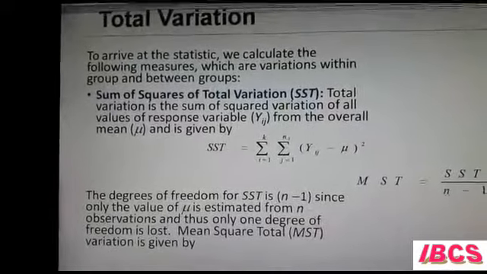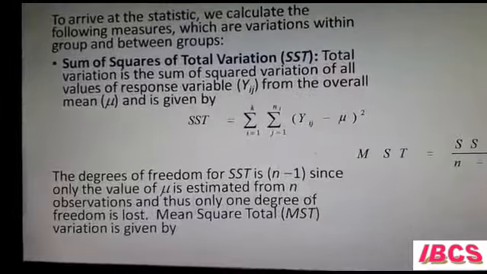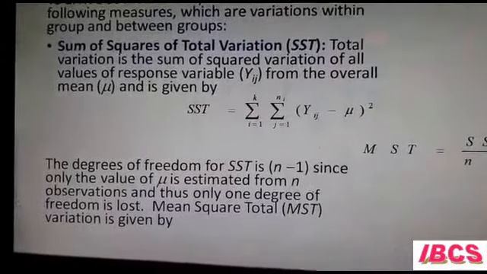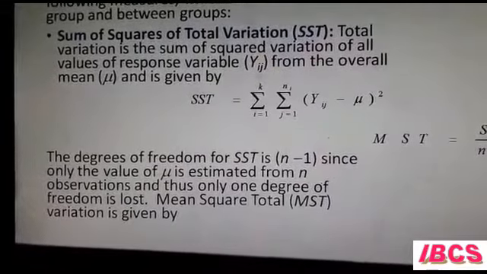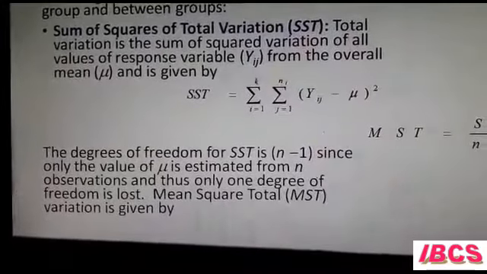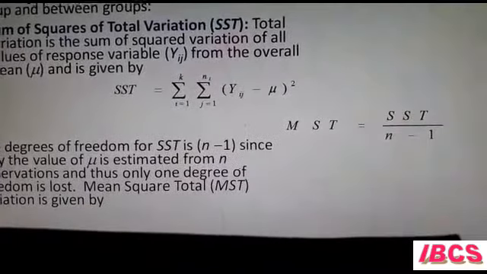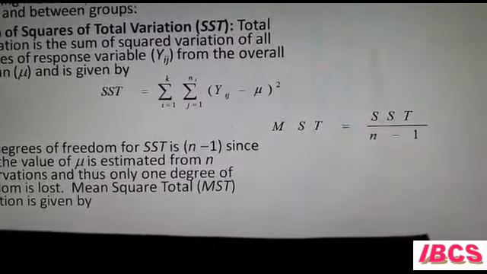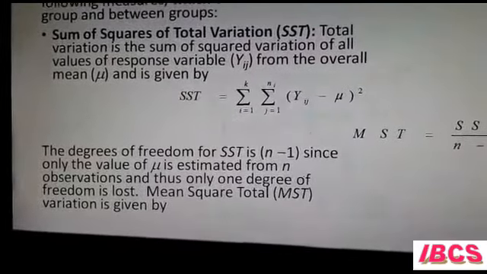Then total variation. To arrive at the statistic, we calculate the sum of squares of total variation. One is within the group and one is between the group. So SST is calculated like this. MST is calculated as SST by n minus 1, that is the mean square total.